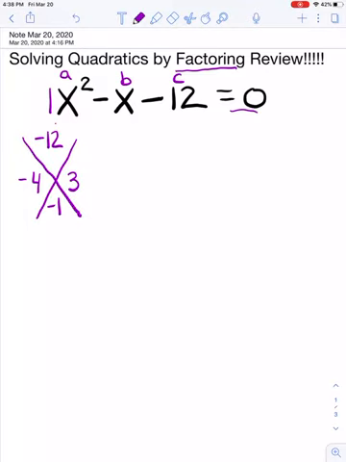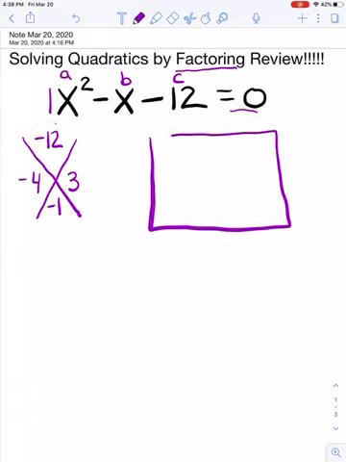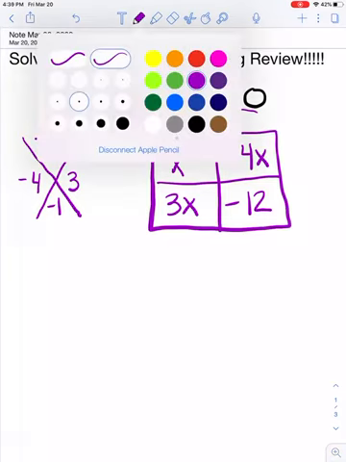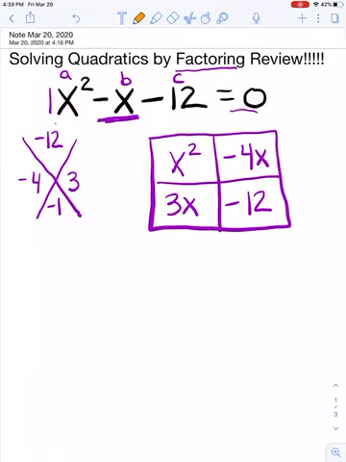So once I have my x completed, I get to go to my box. Remember, I always say put the first term in the first box. So my first term here is x squared. Put your last term in your last box. The last term here is a negative 12. And then I fill in my two terms for my x in these boxes. So I have a negative 4x and a 3x. Again, I put x's on there because I'm just replacing this middle term. So instead of a negative 1x, I put negative 4x and 3x, which is the same thing if I were to add them together.